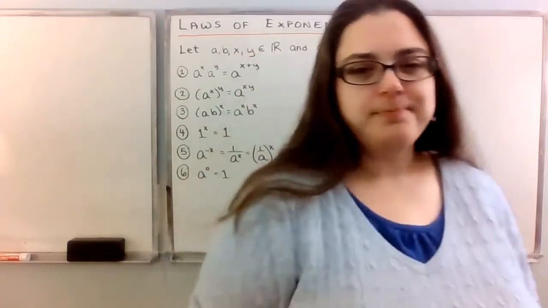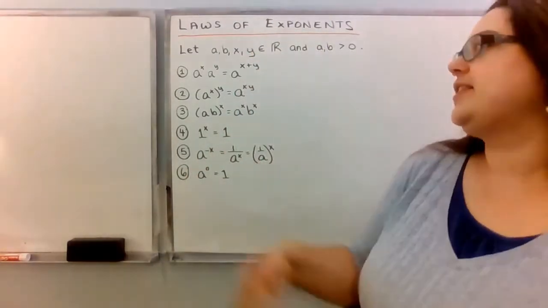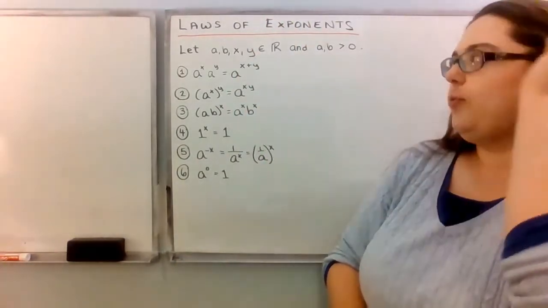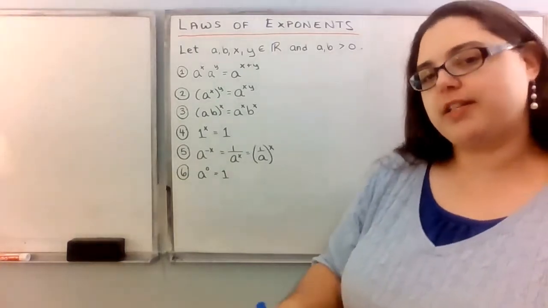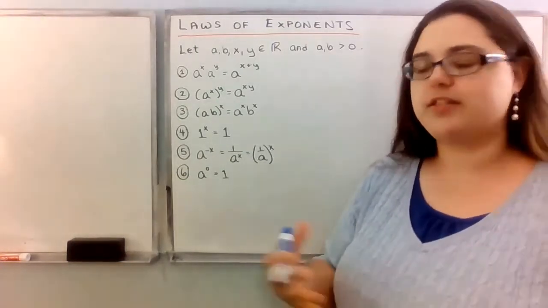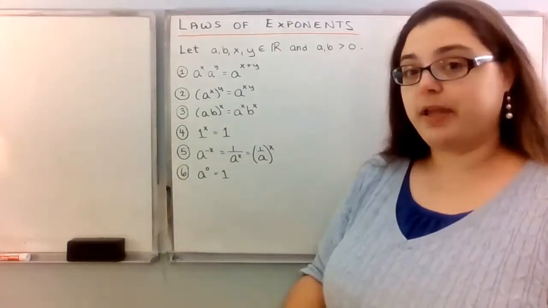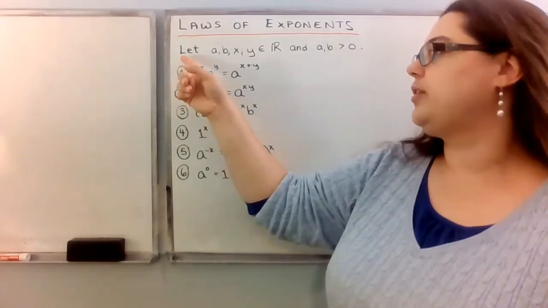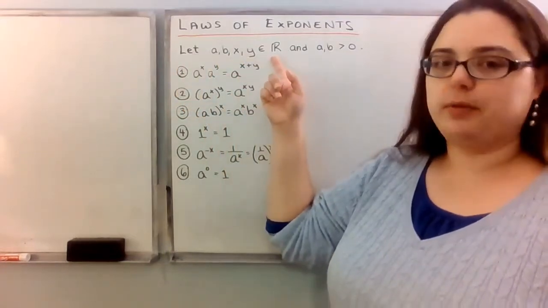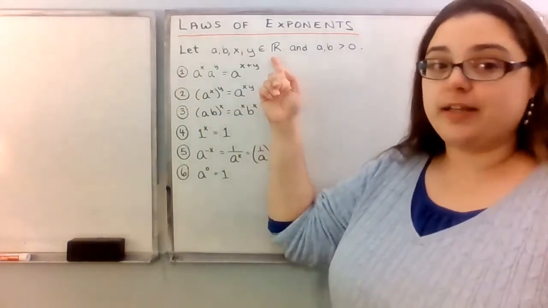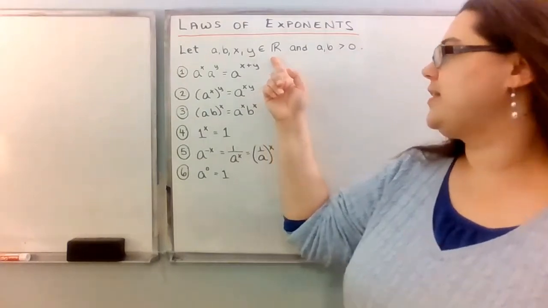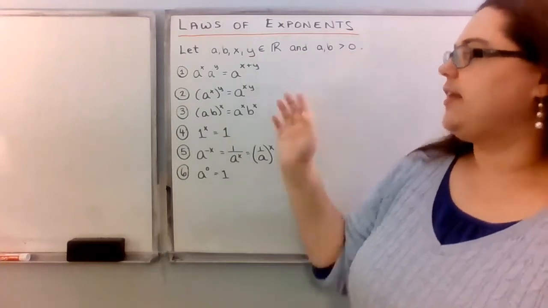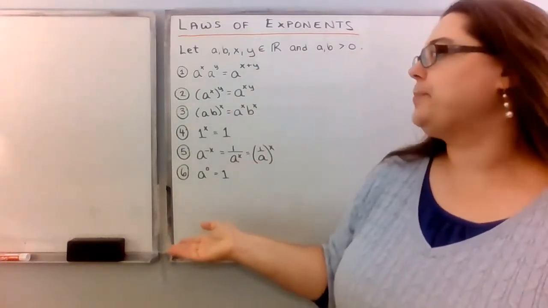So let's get started. As a reminder, these are some of our laws for exponents. Whenever we have laws or properties, we want to be stating what the different variables we're using are allowed to be. So they'll usually have a let statement here, like this one. We're going to let A, B, X, and Y be real numbers. That means these can be any decimal, positive or negative, except A and B have to be greater than 0. And then all of these properties follow from that.